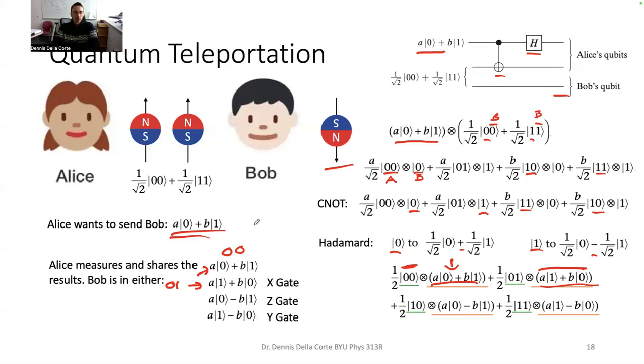So that's the basic idea of quantum teleportation, that after using this inverse Bell circuit and telling Bob what Alice has measured, Bob will be able to apply the right gate to put his electron into the target state. And so what is quantum teleportation?